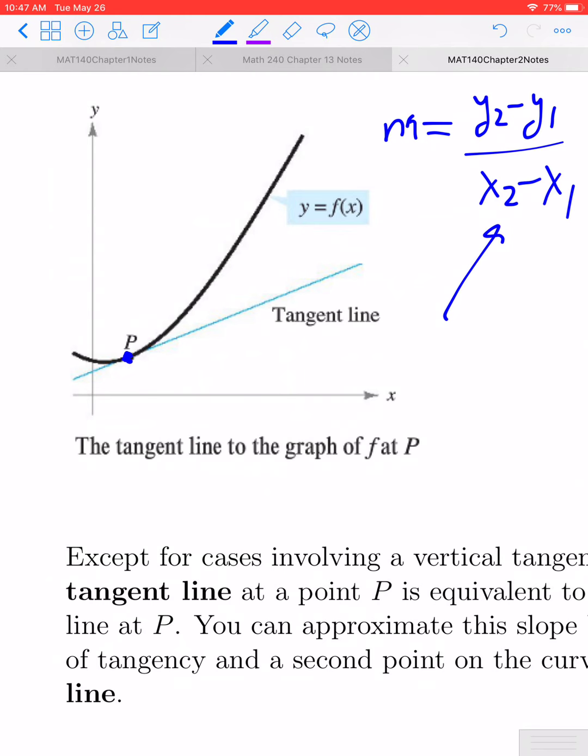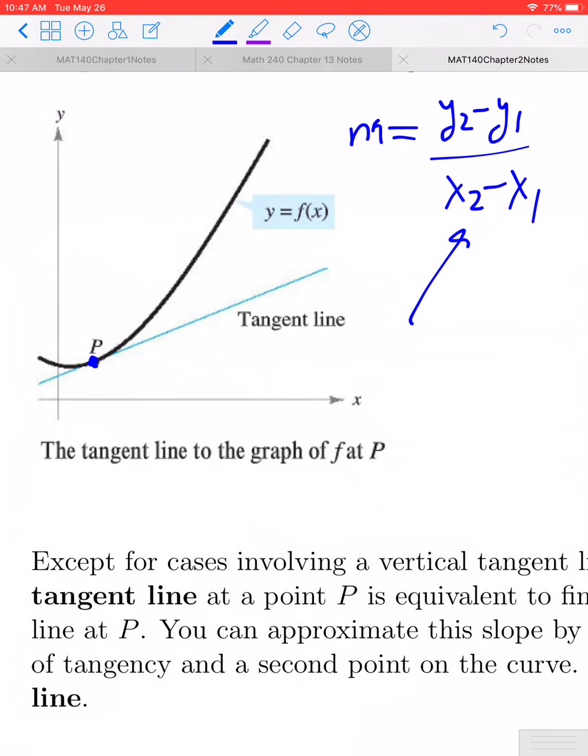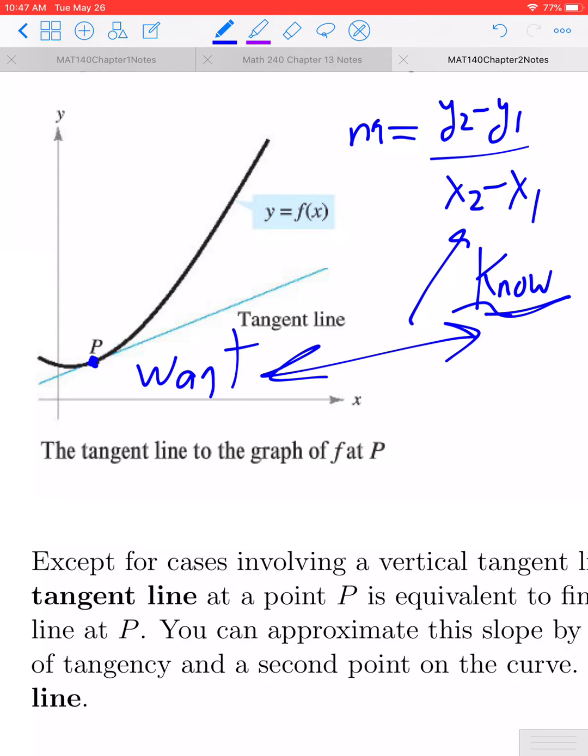So the fundamental concept of calculus kind of works like this. It says, okay, here's what I know. I know how to do this. Now this is what I want. The question is, how can we bridge the gap between something that we already know how to do and something that we're currently not able to do? And that's where this limit process is going to come in.